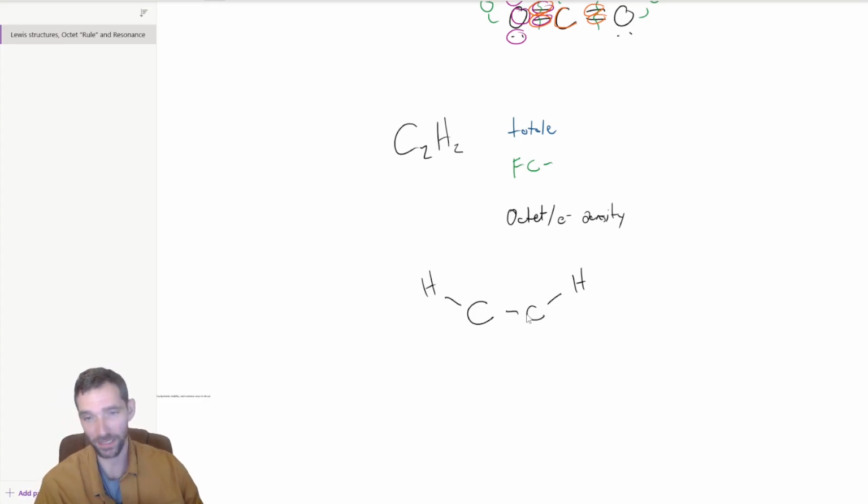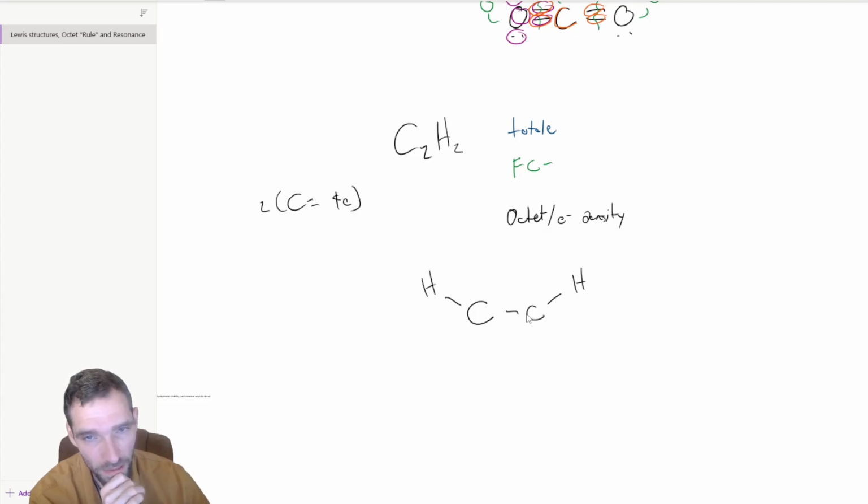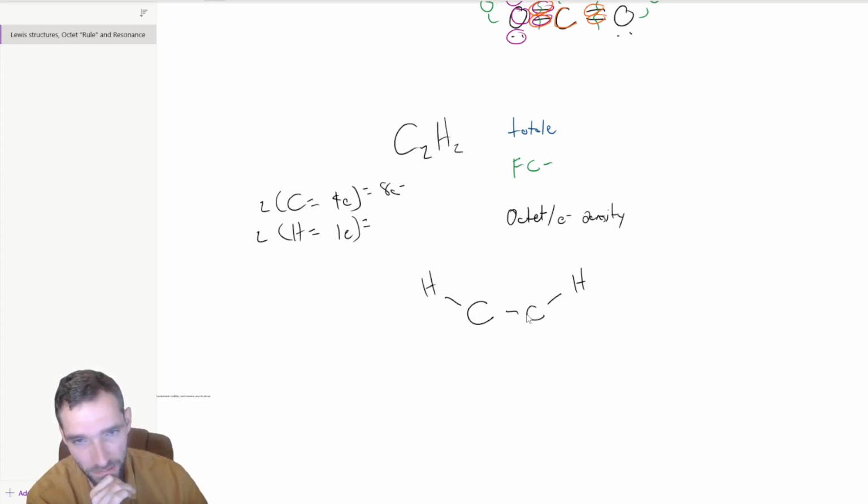Now you could try and put some lone pairs around, but the carbons are each going to be contributing 4 electrons. We have 2 of those. And the hydrogens are each going to be contributing 1 electron. And there's 2 of those. So if we think about this, we've got 8 electrons plus 2 electrons adds up to a total of 10 electrons. Currently, I've got 1, 2, 3, 4, 5, 6.